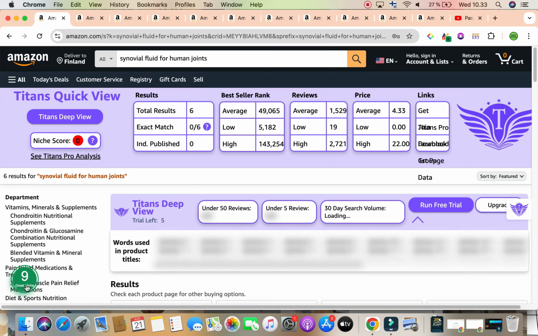So we're also going to ignore the lack of keyword niche score given by Titans and stick to this beautiful juicy data right here that backs up our information. Total results 6, bestseller rank below 100,000, really good average reviews, and a good average price that makes you understand what you are entering yourself into, and what the market is like as well. So let's break down the keyword synovial fluid for human joints.